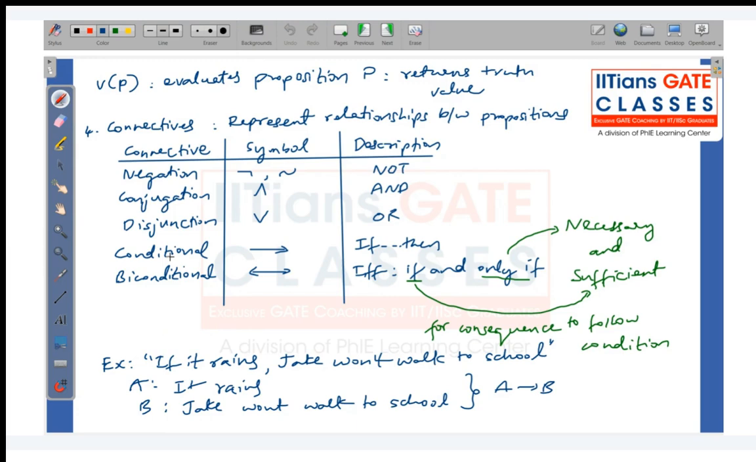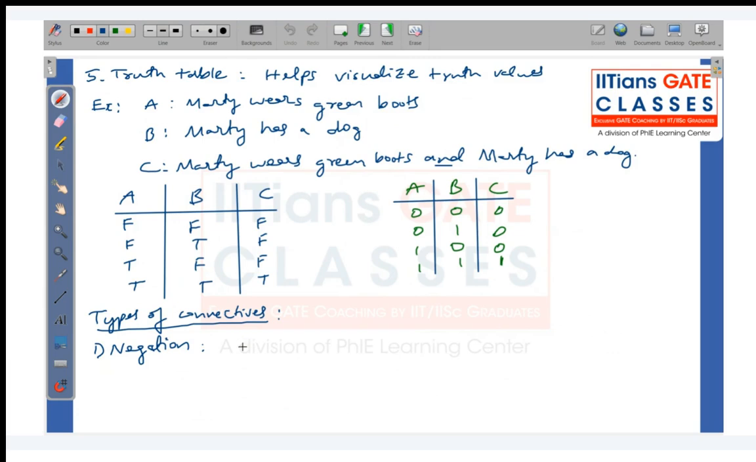And let me give even one more clue. I think you should be able to get the answer after this. These 4 are binary operators, right? You need 2 of them. But negation, only one is enough. So what should I write here? It's not binary, then it is a unary logical connective.